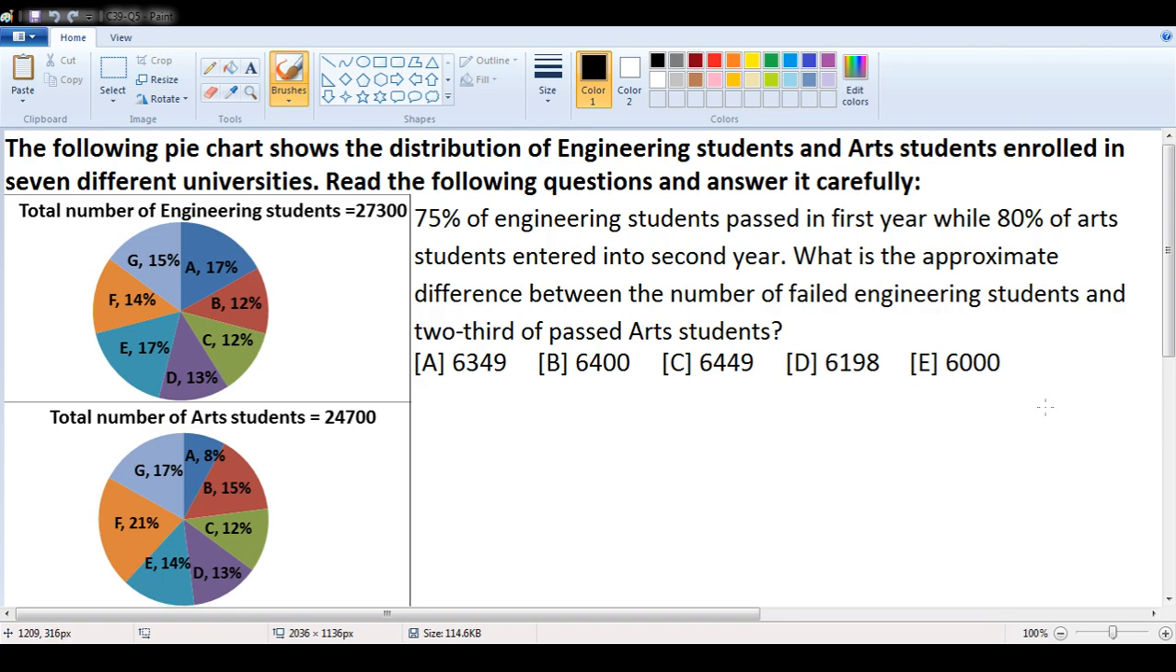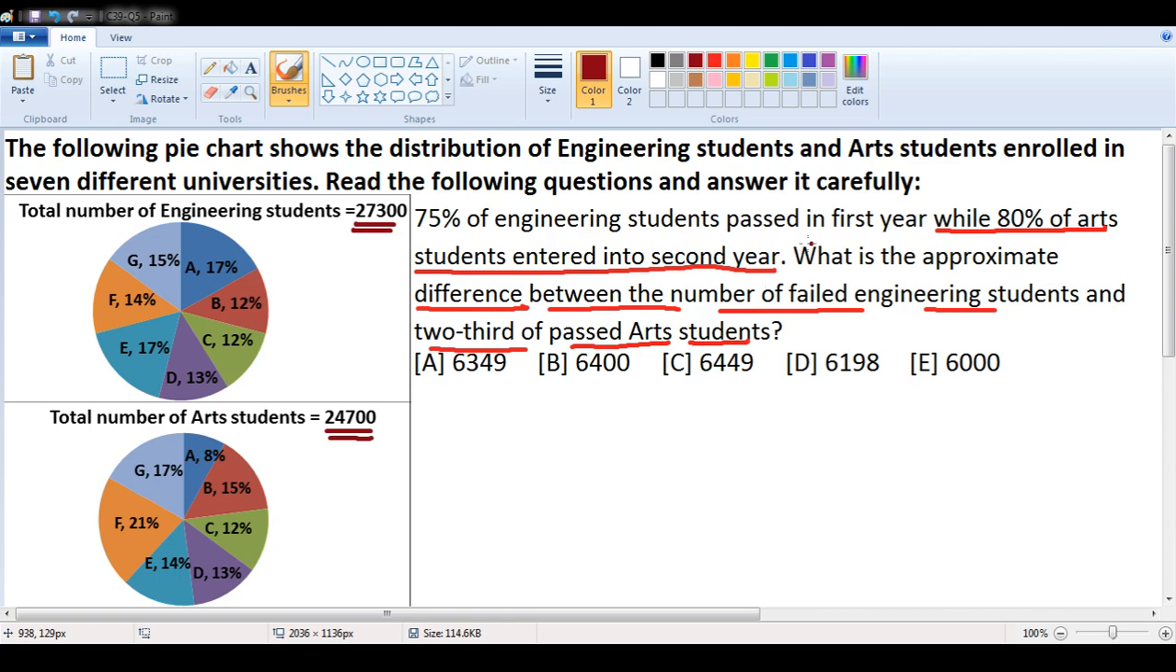Please read the last question. The question says 75 percent of engineering students passed in first year, while 80 percent of art students enrolled into the second year. Enrolling into second year is nothing but passing first year. Both are same. What is the approximate difference between the number of failed engineering students and 2/3 of passed art students? Now they are asking for the difference, which they want in exact value, so I should make use of the exact values given in the question. I should not make use of the ratios concept in this case.